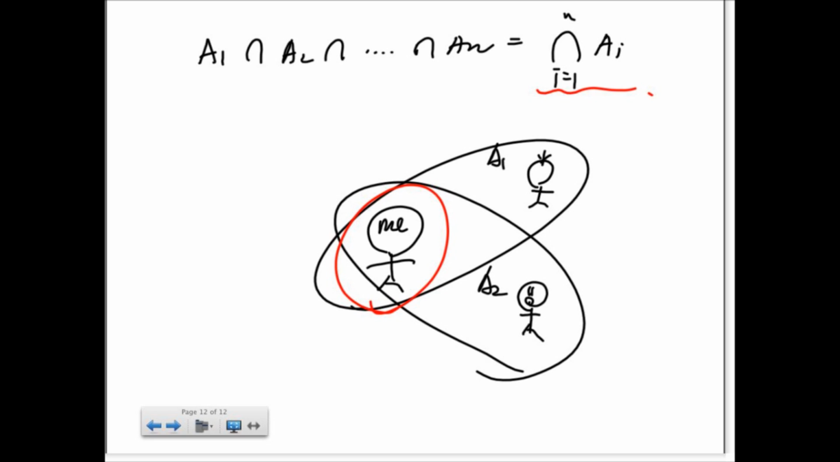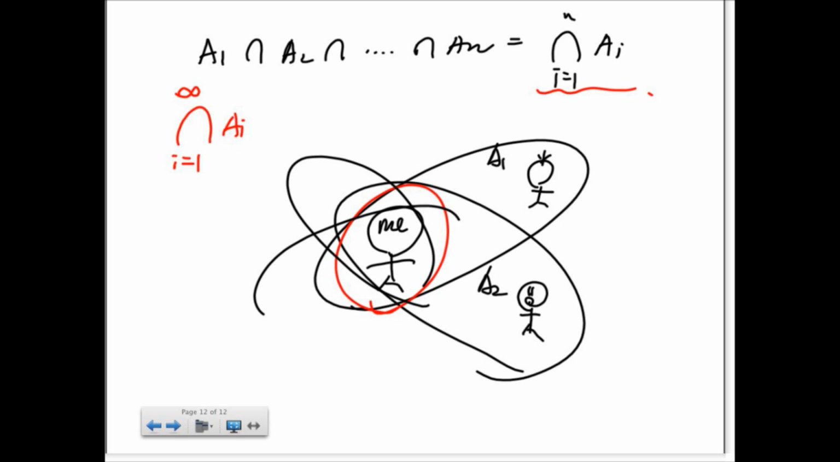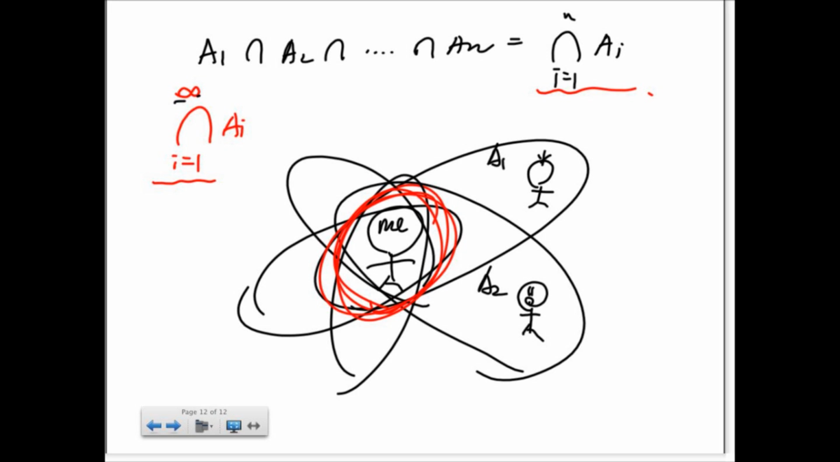Now let's expand it: i equals 1 to infinity. Infinity in this case means all of my friends. So I actually have several different groups of friends, and since it's to infinity, it means all of us. Now, if we do generalized intersection, they are all friends with me and only me. So this is the result.